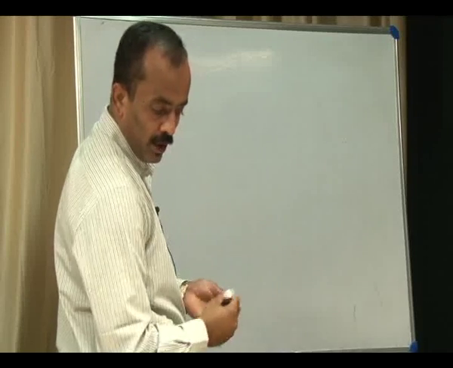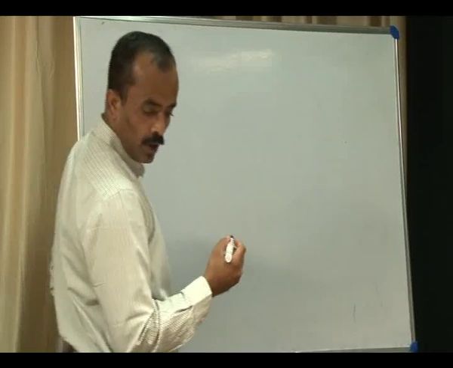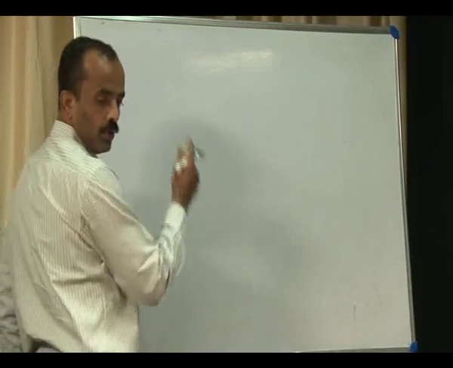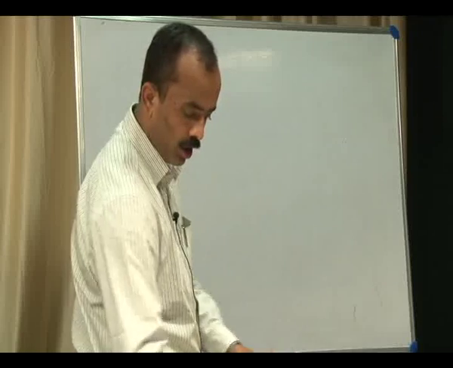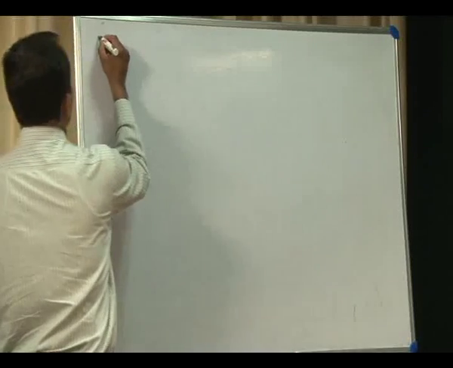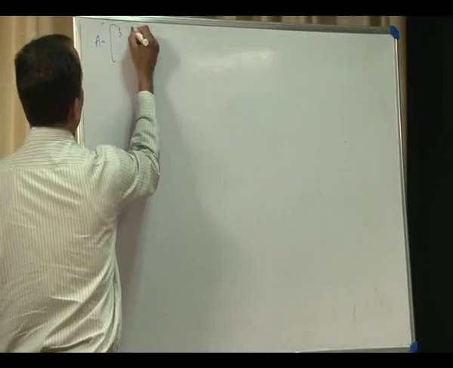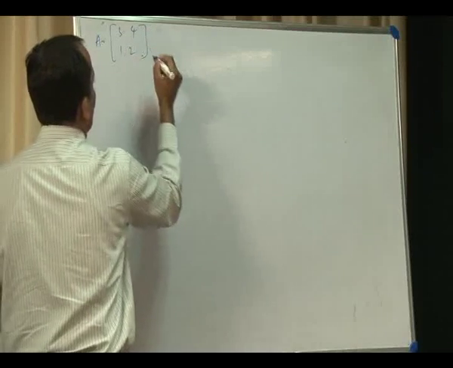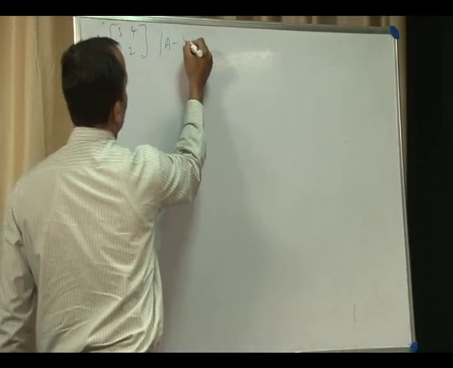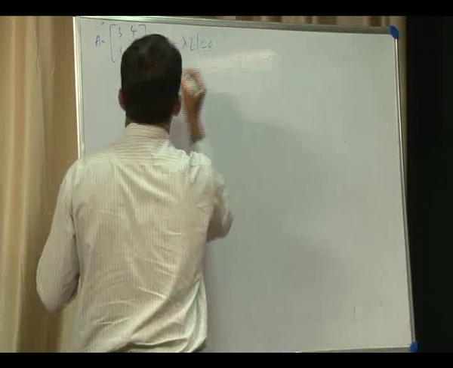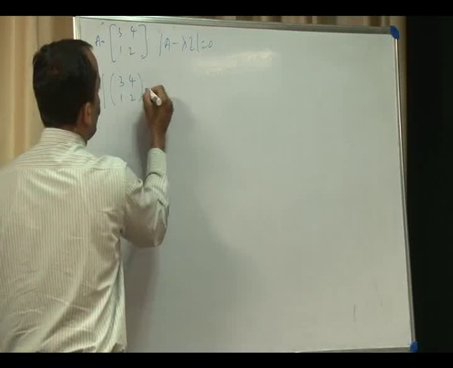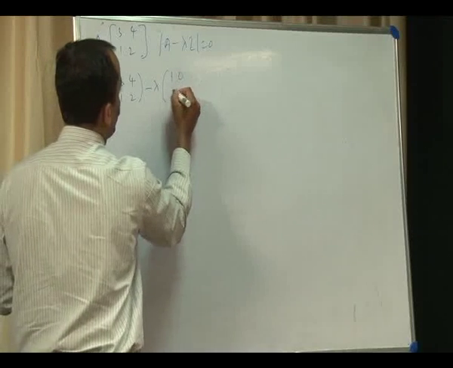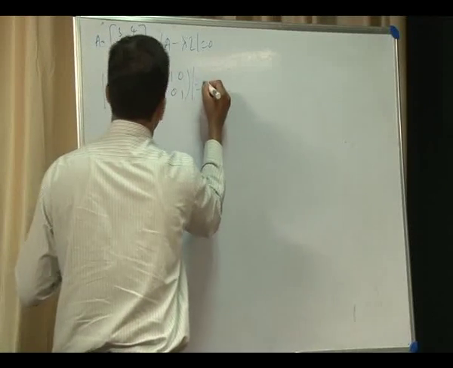Verify the Cayley-Hamilton theorem for the matrix A is equal to [3 4; 1 2]. Next, the determinant of A minus lambda into I is equal to 0. So, the determinant of [3 4; 1 2] minus lambda into [1 0; 0 1] is equal to 0.